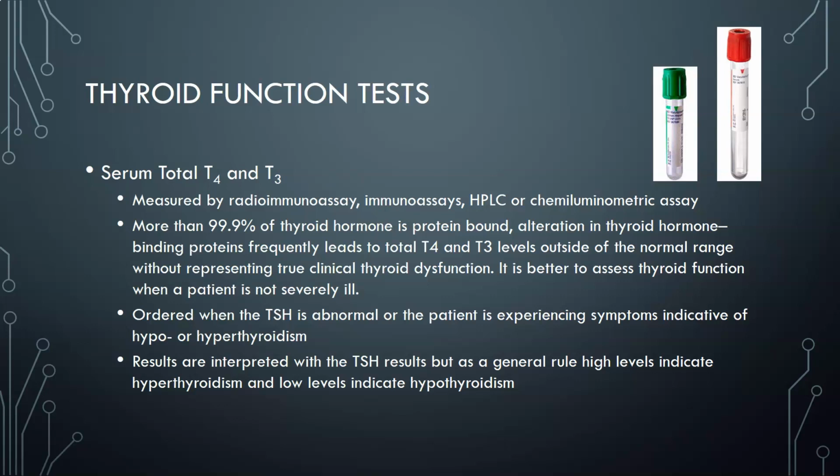These are ordered when the TSH is abnormal or the patient is experiencing symptoms indicative of hypo or hyperthyroidism, and the TSH might still be normal or borderline normal. The results are interpreted with the TSH results, but as a general rule, high levels of T3 or T4 would indicate hyperthyroidism, and low levels would indicate hypothyroidism.